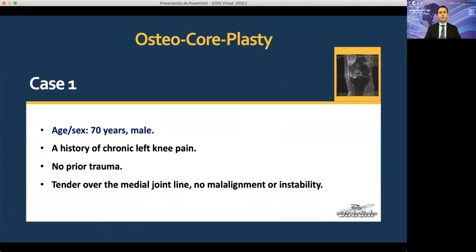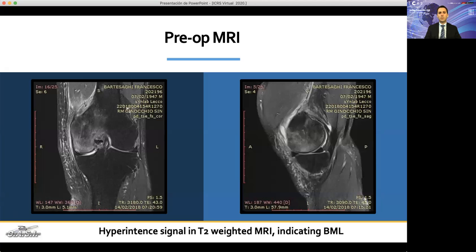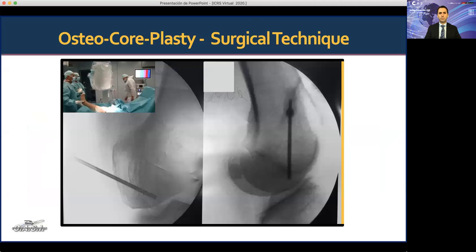This is one of our cases, a 70-year-old male with a history of chronic left knee pain with no prior trauma, with tenderness over the medial joint line, no malalignment, nor instability. As you can see in this image, a hyperintense signal on T2 in the medial femoral condyle in the coronal and sagittal view with no extrusion of the meniscus.